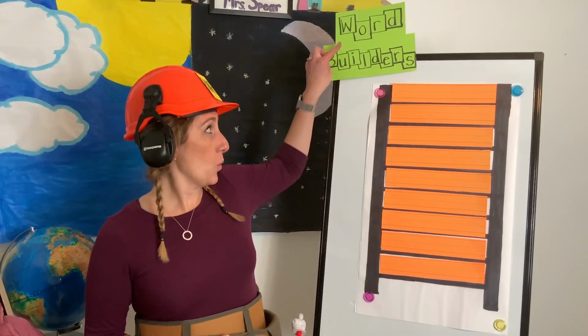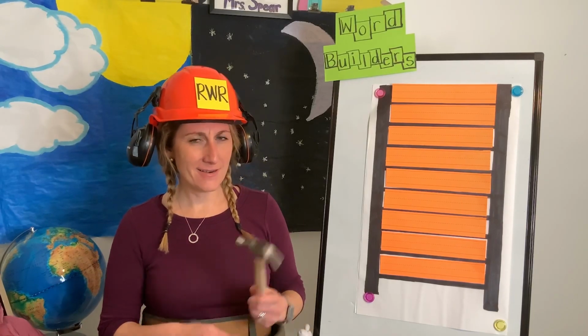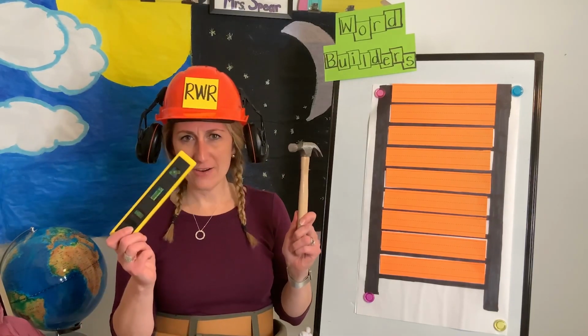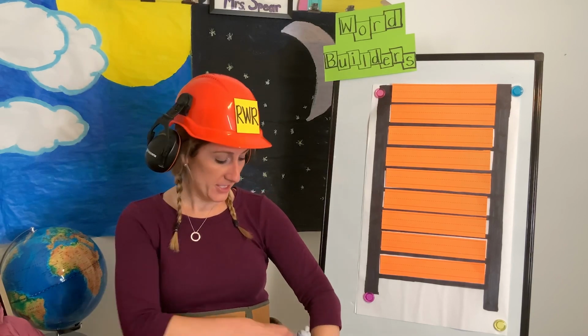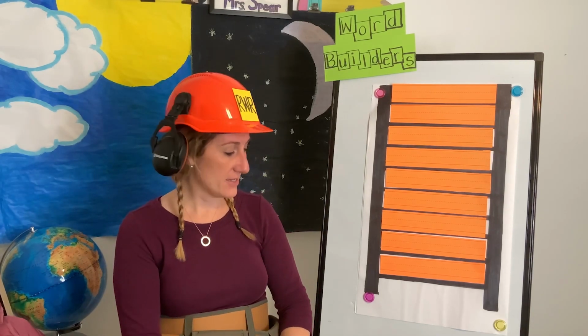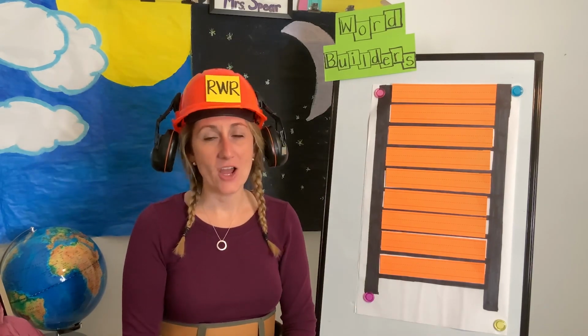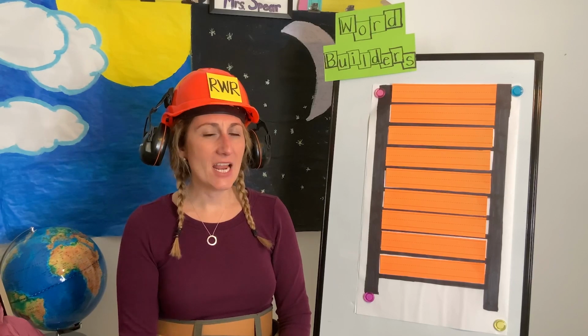Hey there, word builders. We're doing a word ladder now. And for this lesson, I don't need a hammer and I don't need a level, but I do need my trusty pointer and I'm going to need my marker. You are going to want something to write with and something to write on where you are. The first word that we're going to start with is the word wind. The wind was whipping around outside. Wind. Say wind.